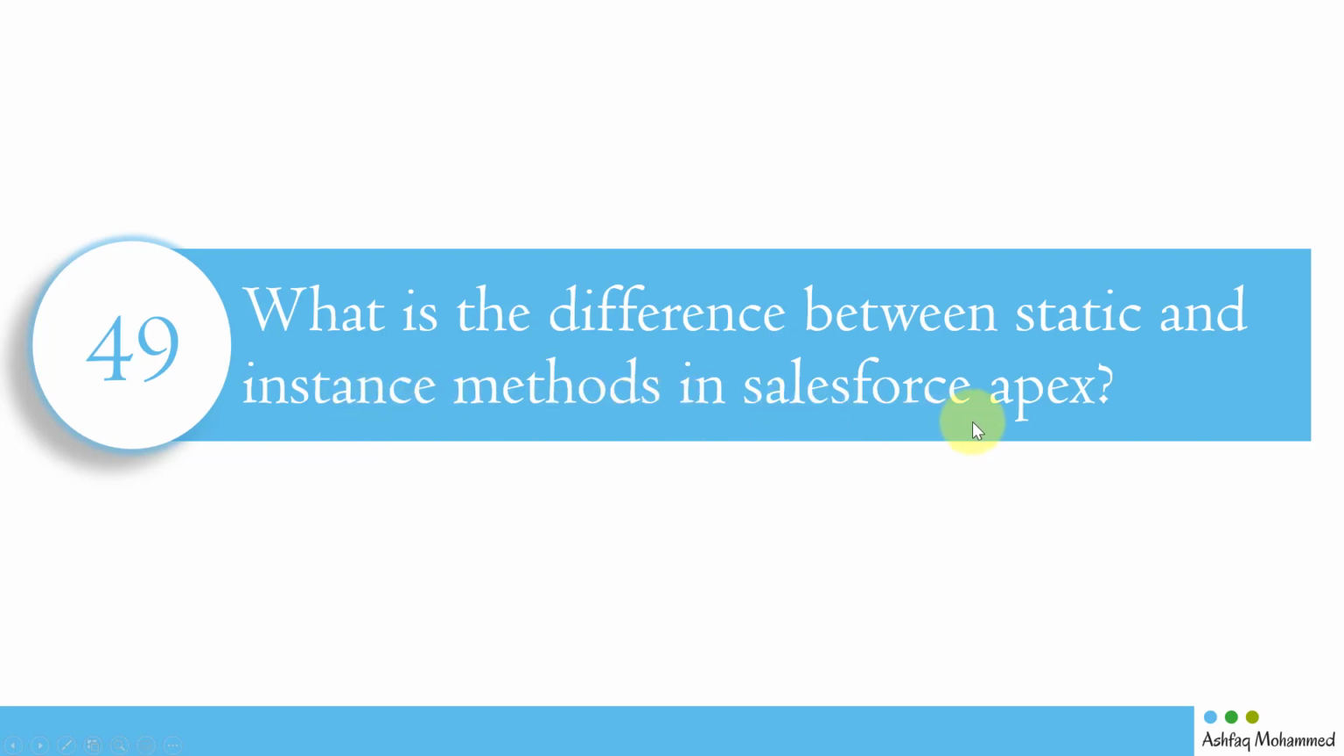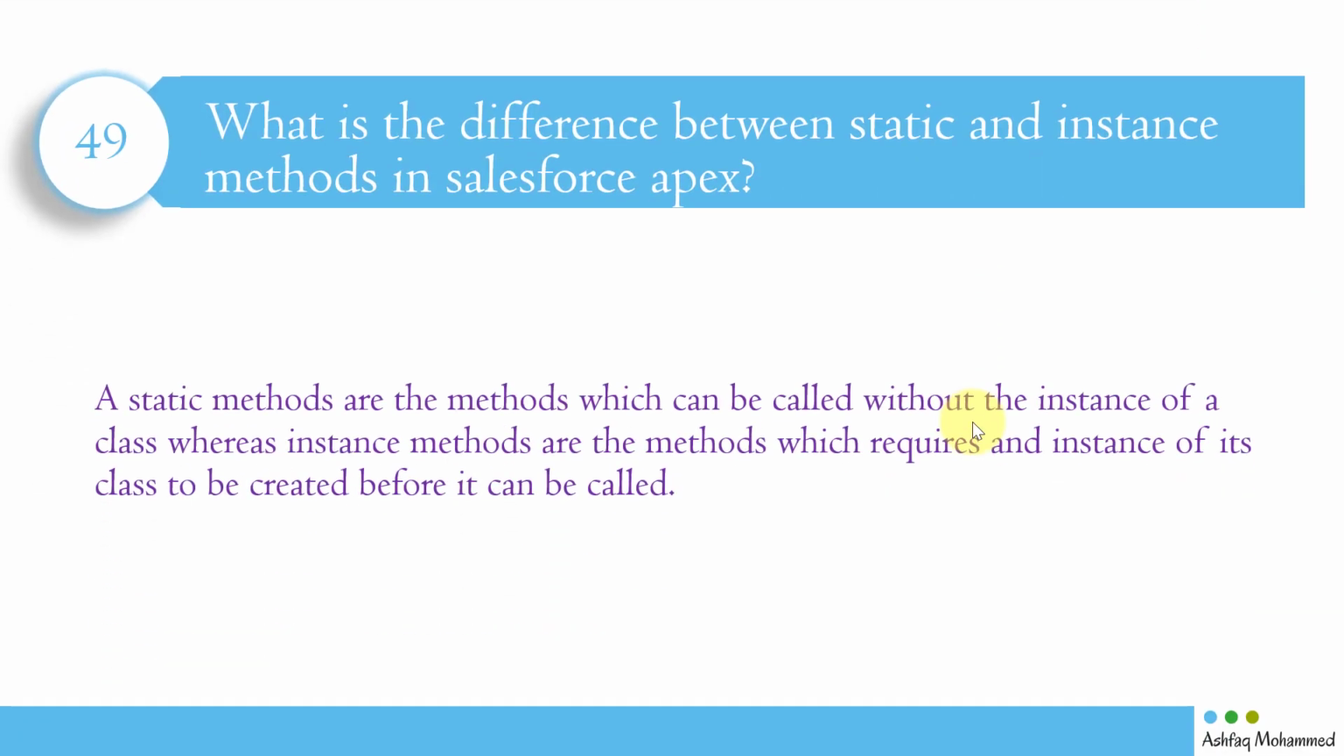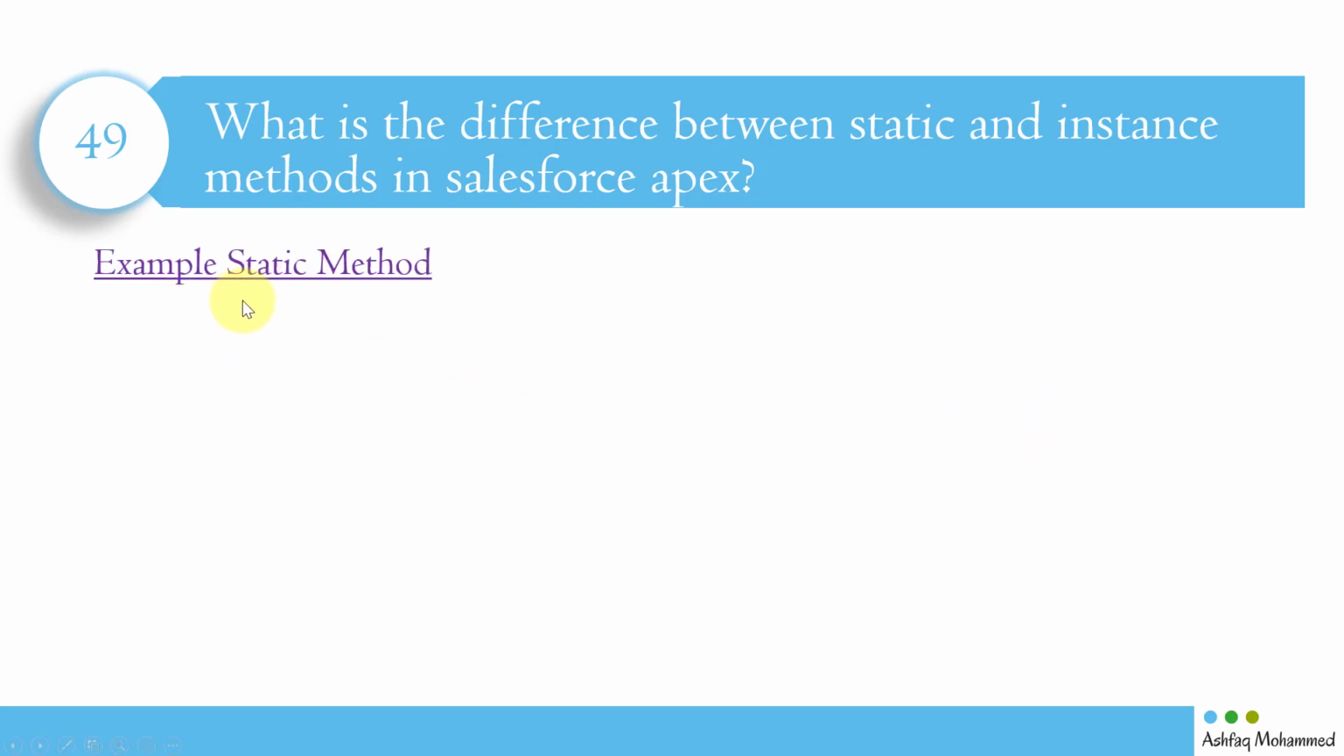This is really important, very important. Static methods are the methods which can be called without an instance of a class, whereas instance methods are the methods which require an instance of their class to be created before they can be called. So basically static methods don't require to be instantiated. You just write the name of the class, dot, the name of the method, and call it if it is a static method. But if it is an instance method, you have to first instantiate it. Let's see an example of what I'm talking about. So, an example of a static method.